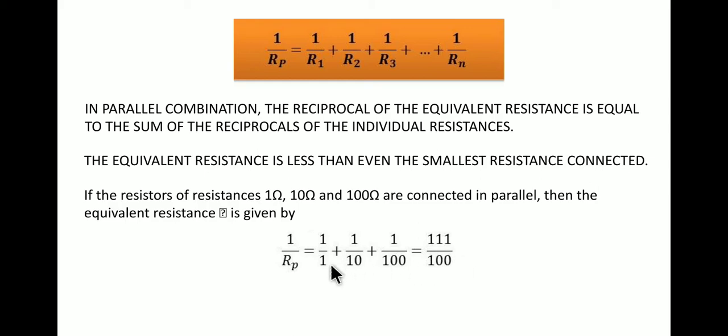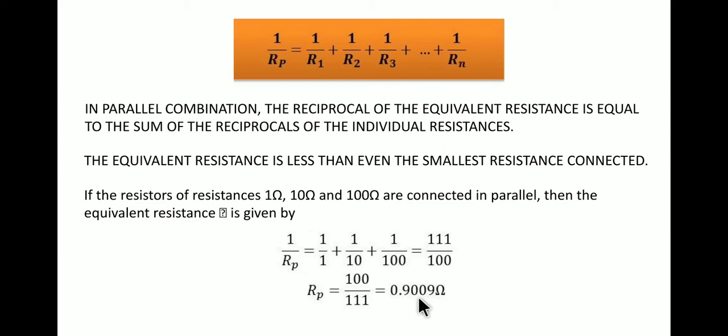So if you simplify this, you'll get 111 by 100. Since Rp is in the denominator, in order to bring it to the numerator, what will we do? We'll take the reciprocal of this one. If you take the reciprocal of this value, then this also gets inverted. So Rp will be equal to 100 by 111, which is equal to 0.9009 ohms.